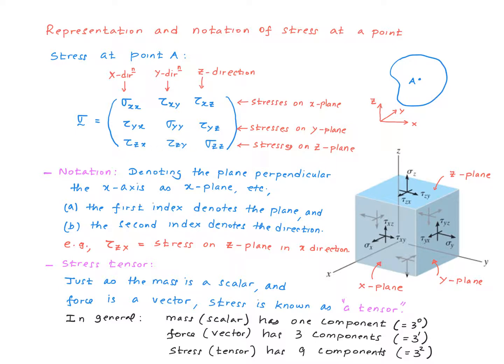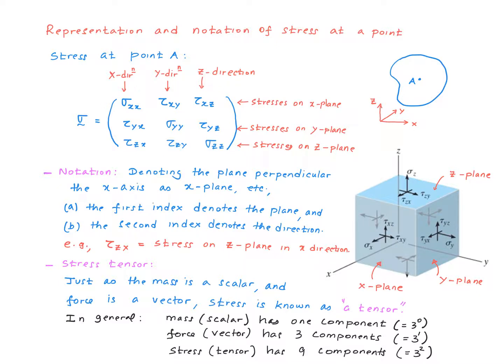The first column here represents stresses in the x direction. So for example, if I come back to this cube here, sigma x is a stress acting in the direction of the x-axis, right? And similarly on this plane, we see this tau yx is acting in the x direction. Tau zx on this plane is acting in the x direction, right? And you see those are the three components we have on this column. This column represents the stresses in the y direction, this represents the stresses in the z direction.